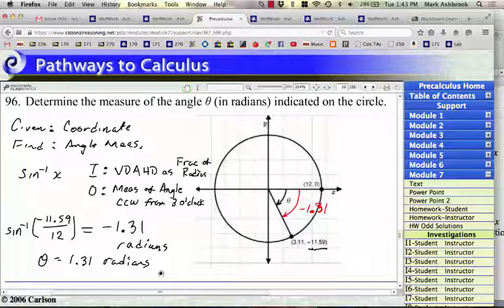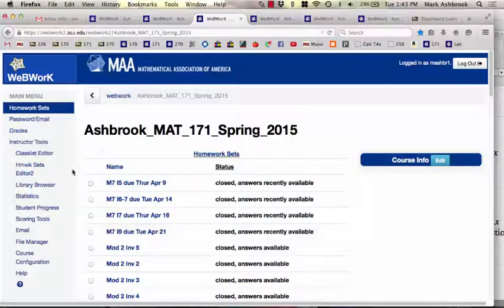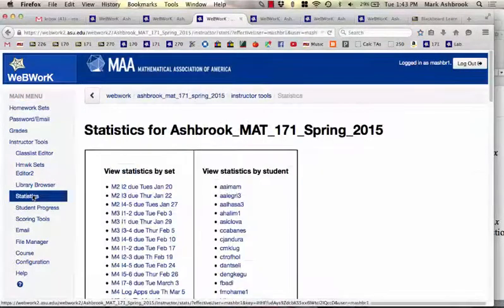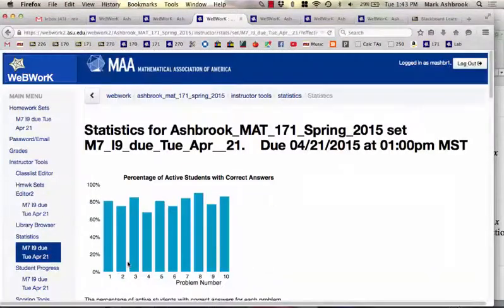Okay, questions on 96? All right, so let's take this a step further to where this gets a little more challenging. And on the web work, let's look at 171 statistics. Let's see if you guys had the same. I think it was let's try number 4.